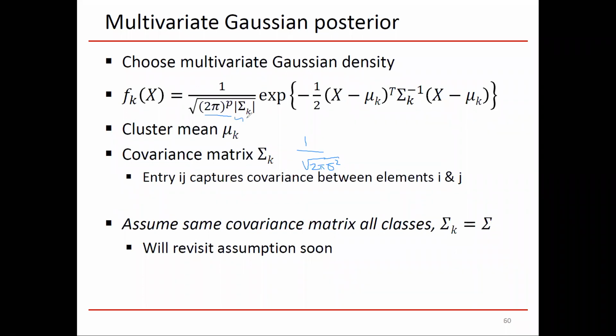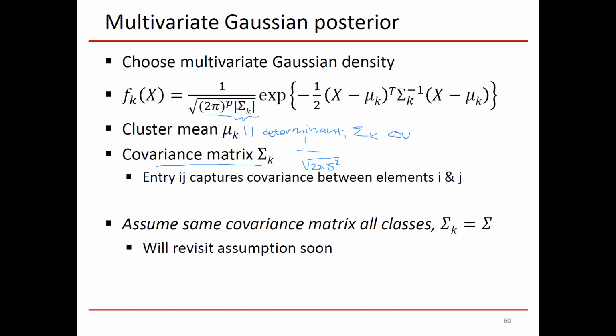And this notation, the brackets around the sigma k, are the determinant of a matrix, and sigma k is a covariance matrix. Now, you can go read about it in the book. In a nutshell, this covariance matrix, for every 2 dimensions, captures the possible dependence between the elements along those 2 dimensions. Entry ij in the matrix captures the covariance between elements i and j.